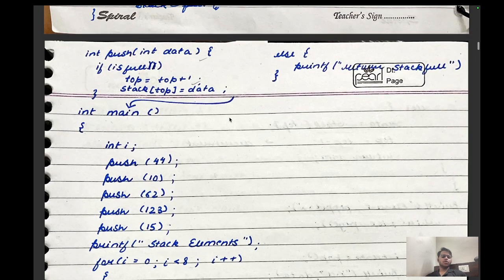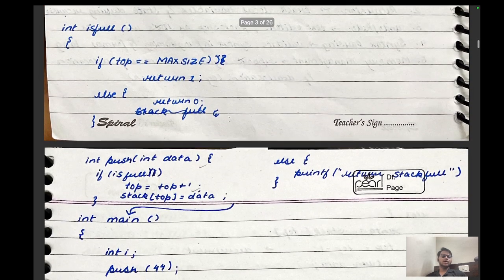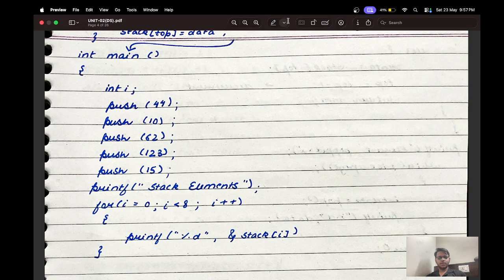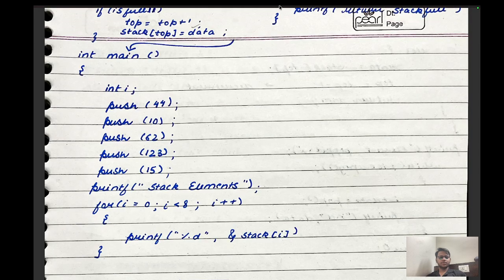So we are now using these two operations, push and is_full, to implement a basic stack in C language. So, int main, int i, push 44, push 10, push 62, push 123, push 15. It would be better if I could take my marker and explain things to you.